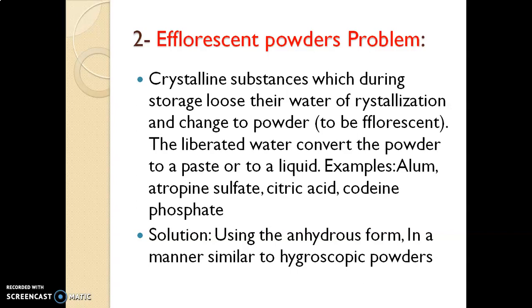For example, alum, atropine sulfate, citric acid or codeine phosphate are substances which have water of crystallization, and during storage they lose their water of crystallization and form a damp mass. So in those cases, the solution while dispensing is to supply it in anhydrous form, and just like the hygroscopic powders, you can supply it in aluminum or plastic foil, or you can add an absorbent like starch or magnesium oxide.